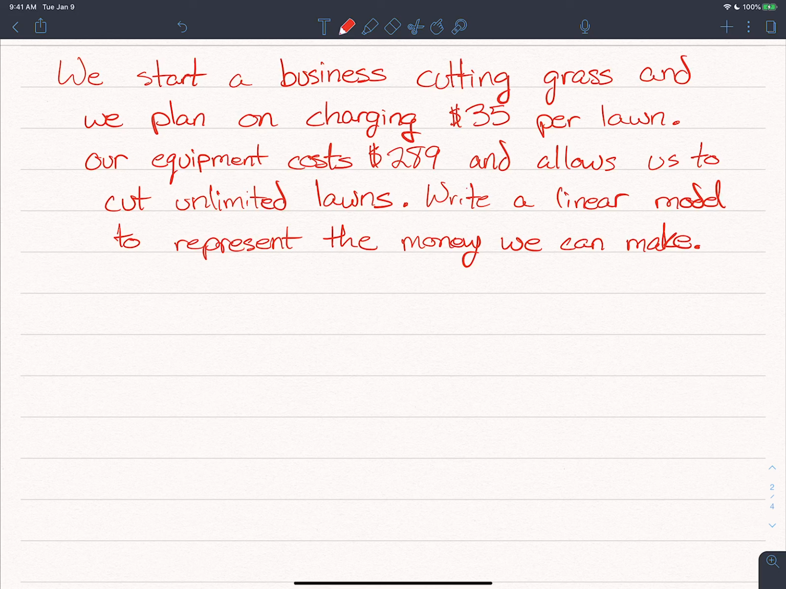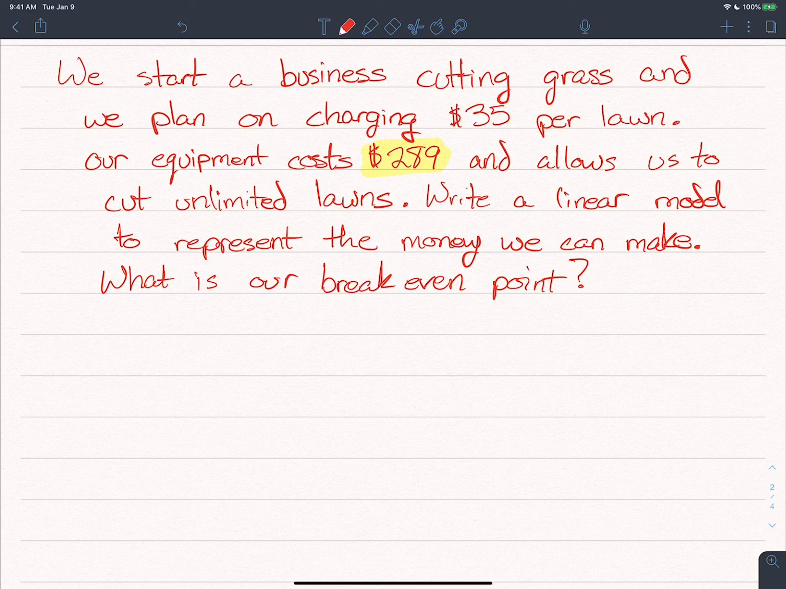The second thing that we want to do is, what is our break-even point? And the break-even point is basically the point where the amount of money you've made equals the amount of cost that you had to put in. So our 289 is a one-time cost. We don't have to keep paying that. It's just a one-time cost we pay in the beginning. It's a setup cost.